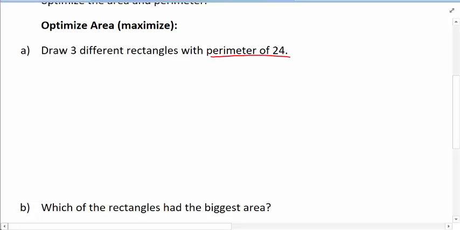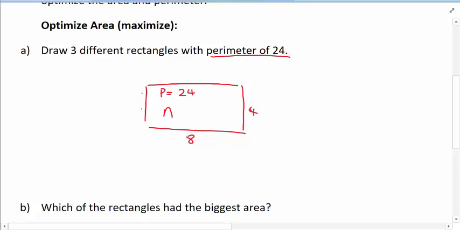Perimeter of 8 by 4, okay, here. 8 by 4 gives you a perimeter of what? The sides add up to 12. 12 times 2 is what? 24. So this is 24. What is the area of this? 32. Okay, good.